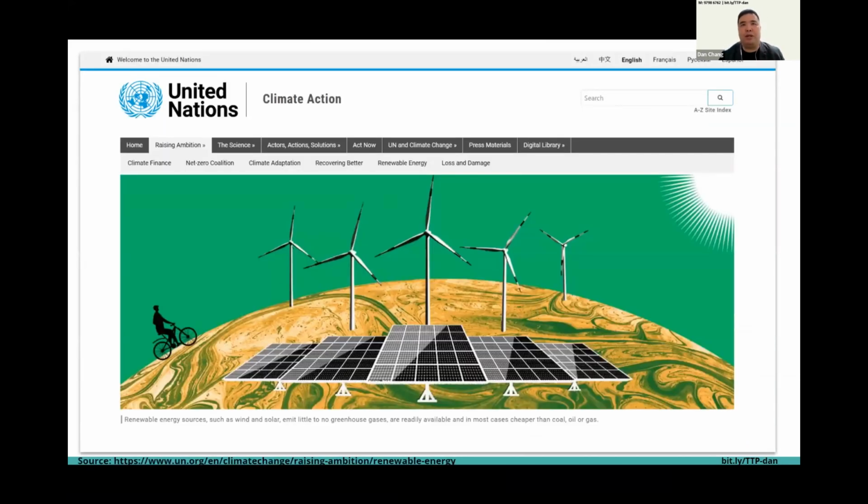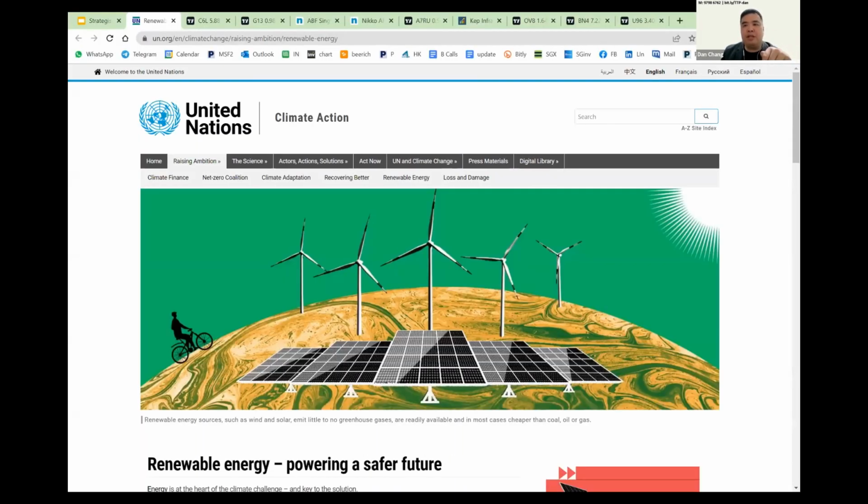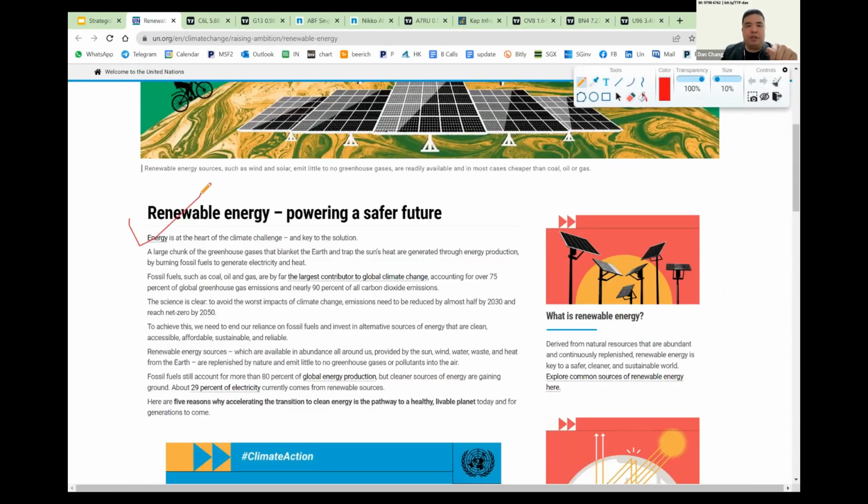Renewable energy, this word is not something new. I believe most of you have already heard of it. Everyone is now pushing for renewable energy, sustainability, ESG. By the way, ESG stands for environmental, social, and governance. On the United Nations website, they have already said that renewable energy is the future, because of the climate challenge, and renewable energy is the key to the solution of the climate challenge that we currently have.